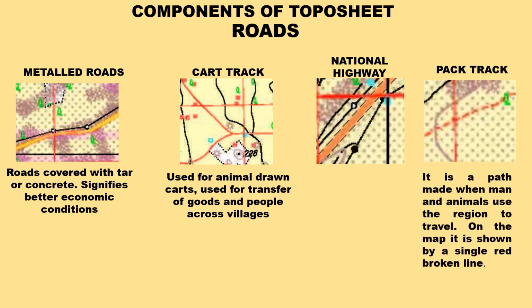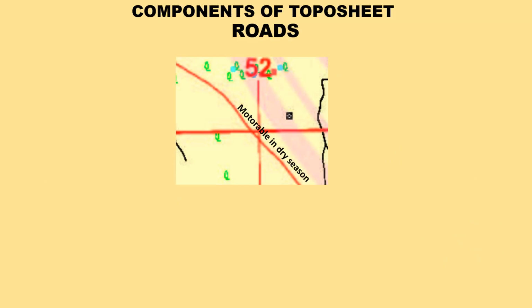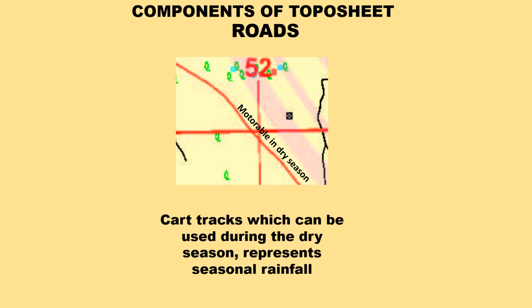It is a path made when man and animals use the region to travel. On the map, it is shown by a single red broken line. Now, in certain cases, we may see that over the cart track, it is written motorable in dry season. Now, this has a very deep significance, which shows that this region receives seasonal rainfall and this particular cart track can be used only during the dry season and not during the rainy season.